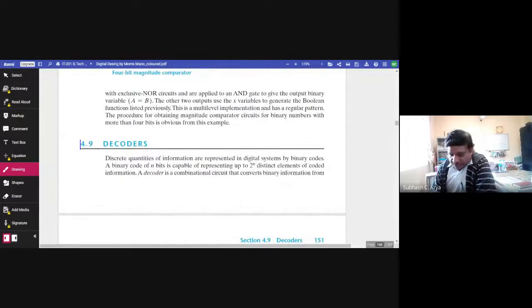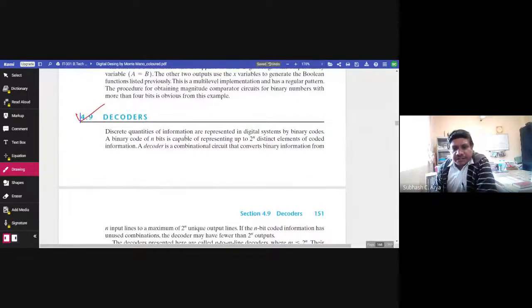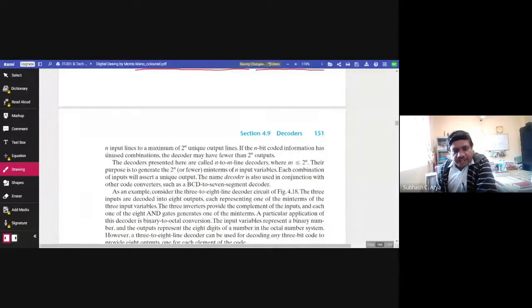Now coming to the decoder. Next, this is again another combinational circuit. By definition, a decoder is a combinational circuit that converts binary information from n input lines to a maximum of 2 to the power n unique output lines. Suppose this is the block diagram: we have an n-bit input, so the output will be 2 to the power n.